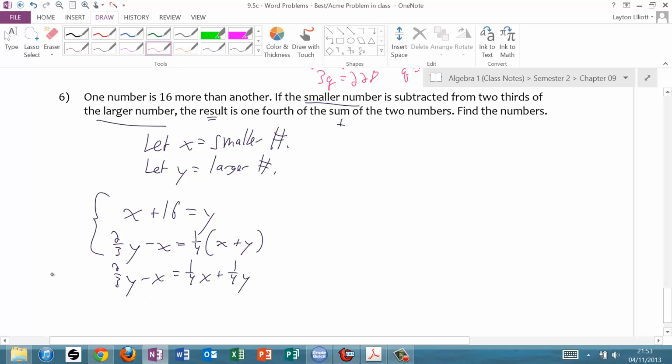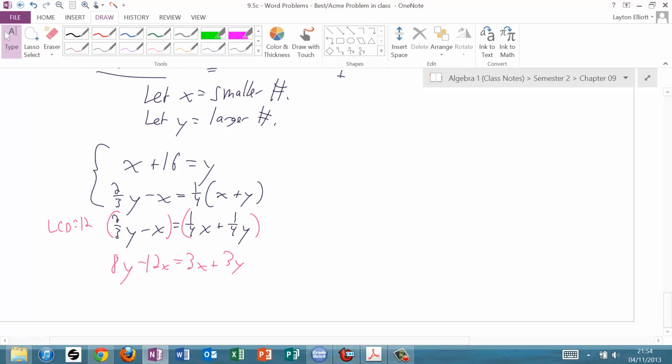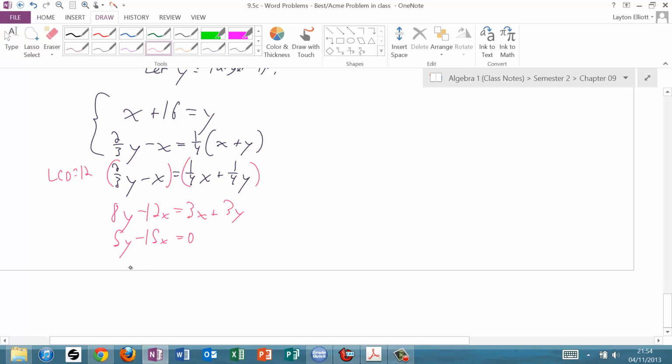And then let's multiply the left and right side by an LCD of 12. If I do that, I'm going to clear all these fractions. So 12 divided by 3 is 4, times 2 is 8y, minus 12x equals 3x plus 3y. And now I want to get everything over to one side, maybe the left. So the x's go over and I have minus 15x. The y's go over and I have 5y equals 0. And then I could divide both sides by a 5 to get y minus 3x equals 0.